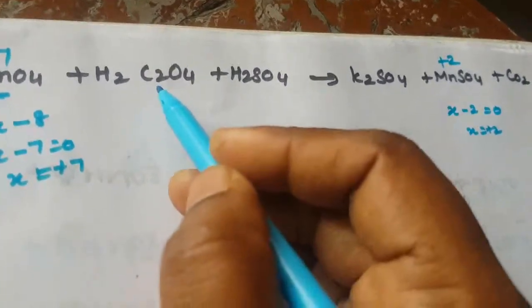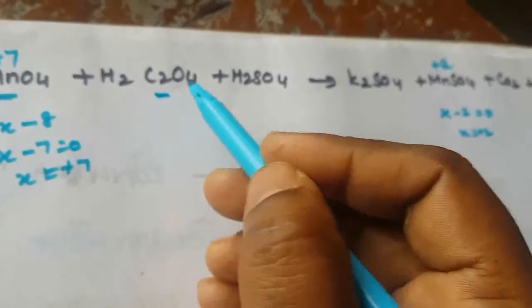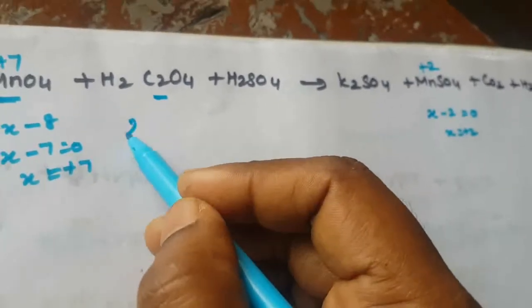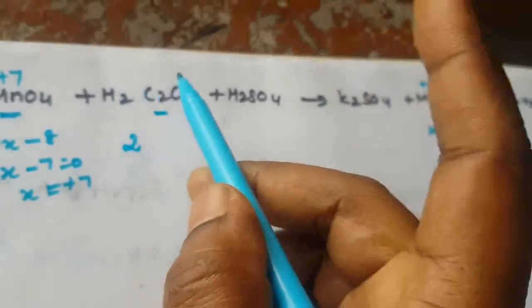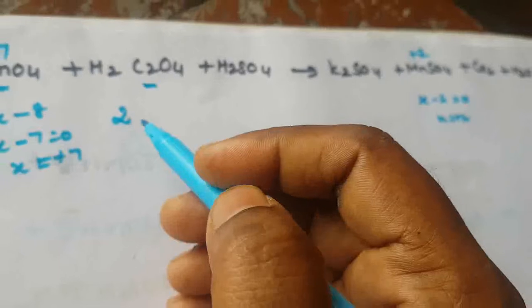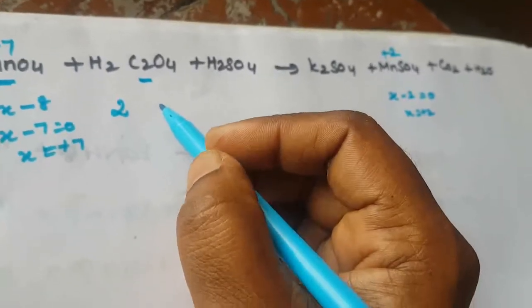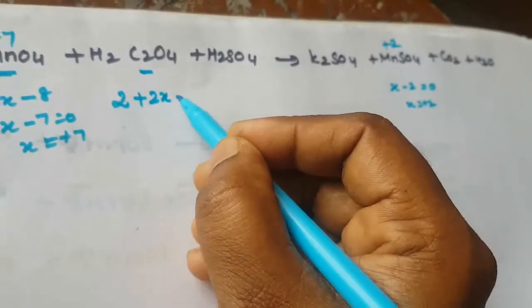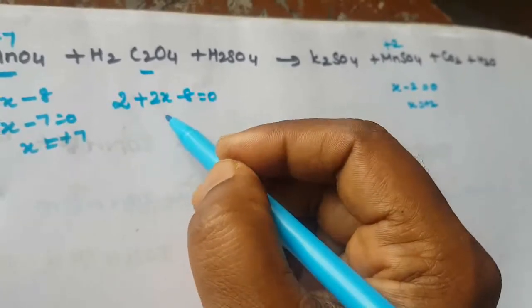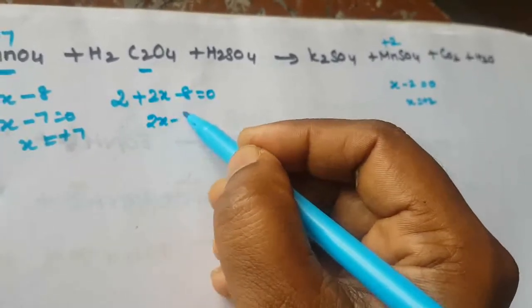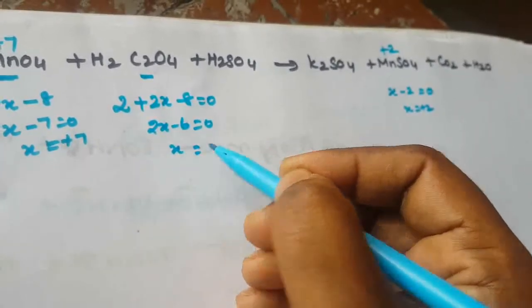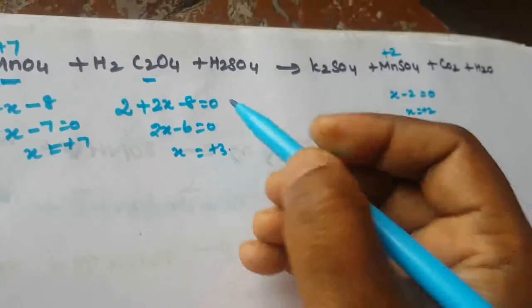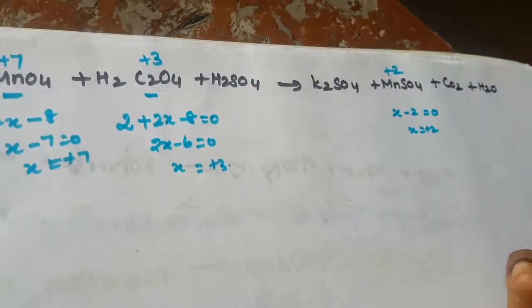H2C2O4, in the C2, what is the oxidation number in the C2? So here that is 2 molecule of hydrogen. Oxidation number of hydrogen is 1. Here 2 molecule is there, so I am writing 2. Then carbon is X. So that is 2X minus 8 equal to 0. So 2X minus 6 equal to 0, X is equal to plus 3. Okay, so the oxidation number of carbon is plus 3.